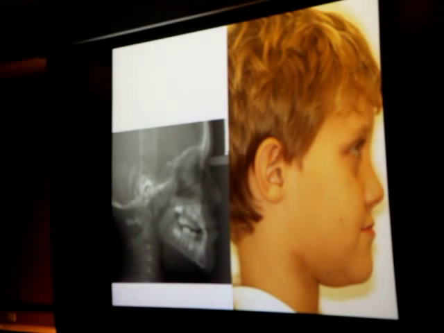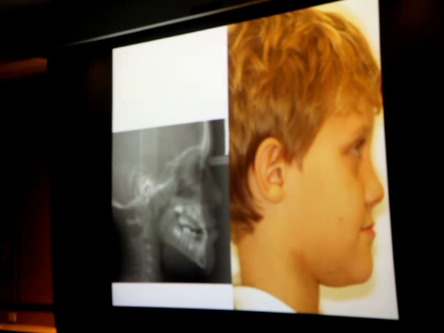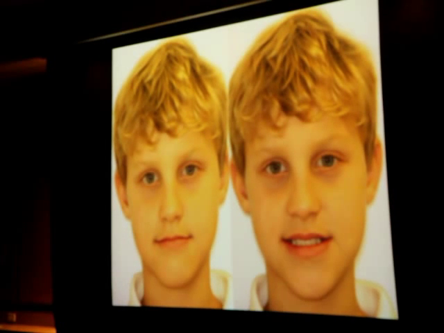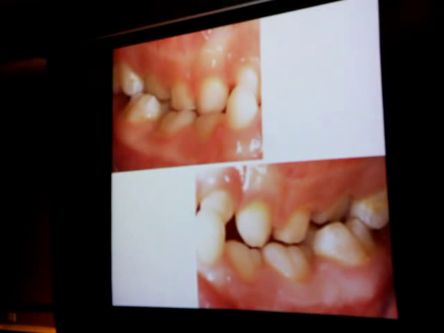So here's a kid with the opposite situation. Again, you would like to have a growing child in this instance. But you can see the child has a class 3 malocclusion with a hypoplastic maxilla, which means the maxilla is actually retropositioned. And in an instance like this, it's not unusual that you will have what we call the anterior crossbite. And Nick actually also has a posterior crossbite.